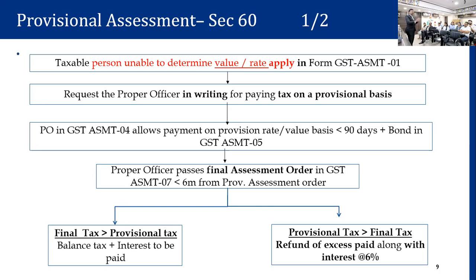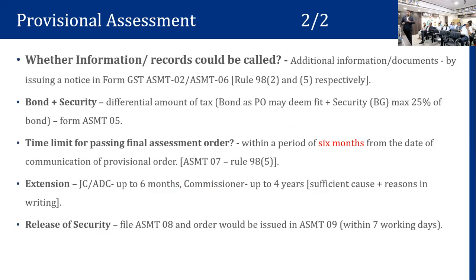Advance ruling is different, but there you are going for a proposed transaction or a transaction that has already happened. Here, let us say with respect to a particular price escalation clause of your contract, you are not too sure how it will impact my liability, with respect to time of supply, valuation, or rate. Then you can explore the option of provisional assessment. Bond and security you have to give.